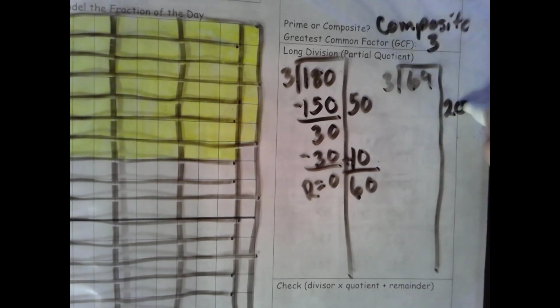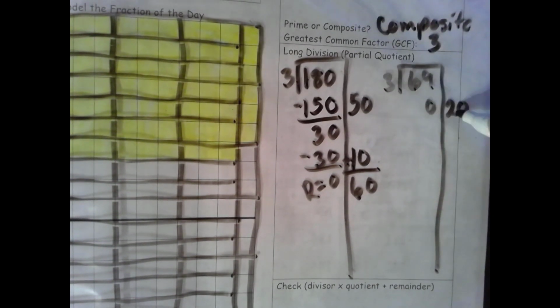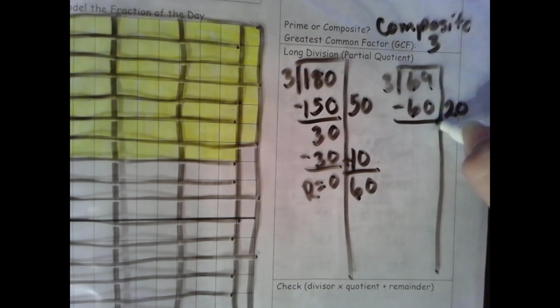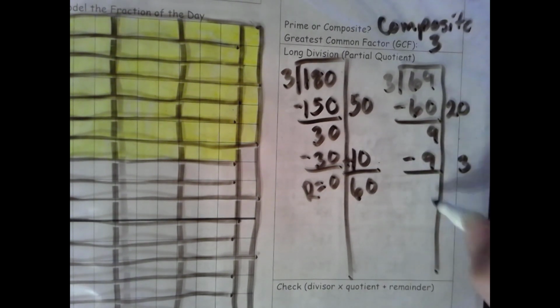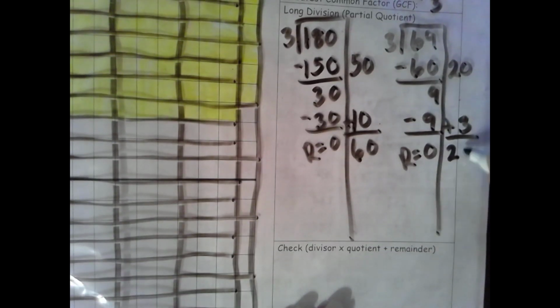Here I'm going to do 20. Placeholder moves over a place. 2 times 3 is 6. More on top, no need to stop. Numbers the same, 0's a game. 3 times 3 is 9. Numbers the same, 0's a game. Add our partial quotients. 20 plus 3 is 23.